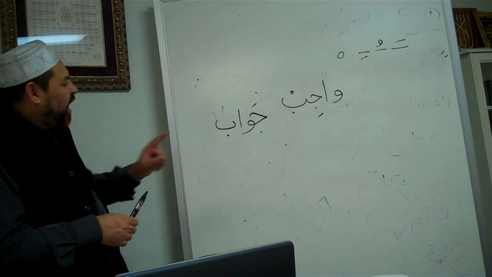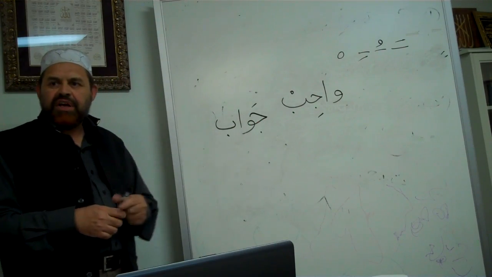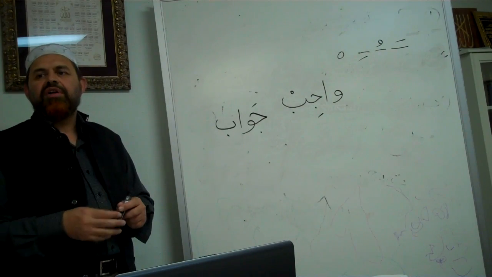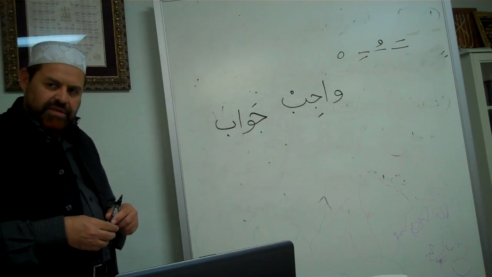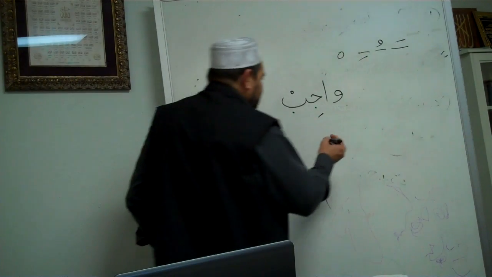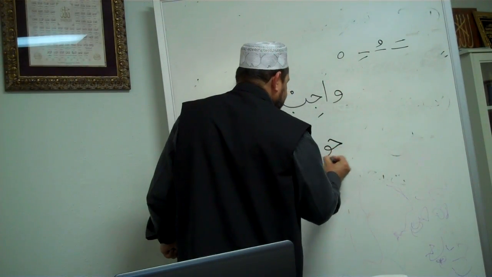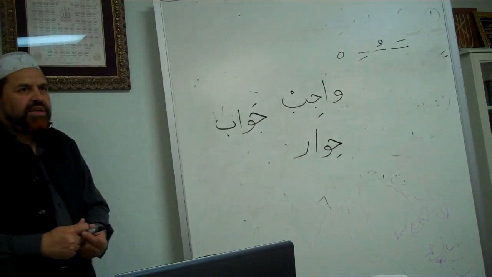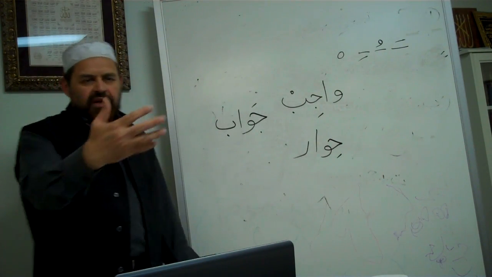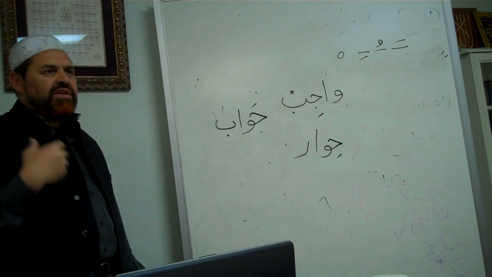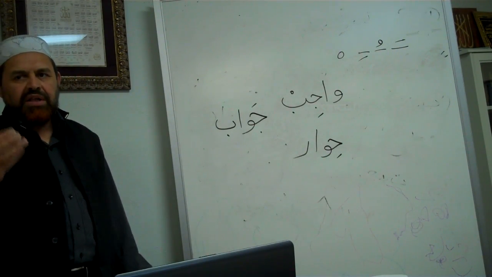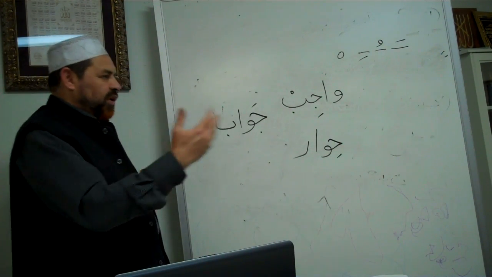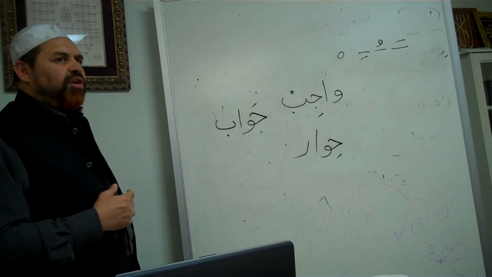The second is if the vav is in the middle of the word and before the vav there is a short or long vowel and after the vav also a short or long vowel, it will be consonant. Another word that I can give you as an example is the word hivar. Hivar means conversation. When we are conversing with each other in any language, in Arabic it's called hivar or dialogue. A conversation between two people, that's called hivar.